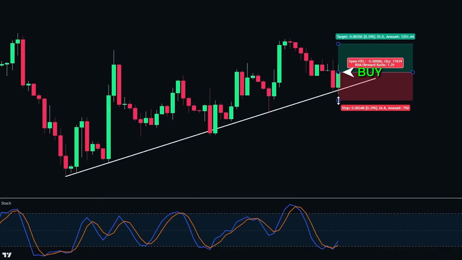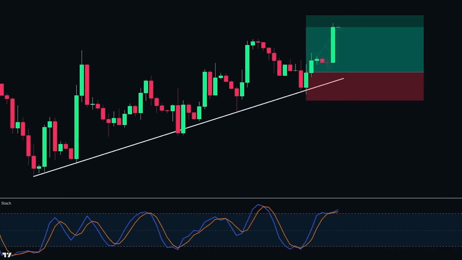Don't just assume every break is real. Price action tells the full story. Read the chart, not your emotions. Now you've seen two different outcomes.